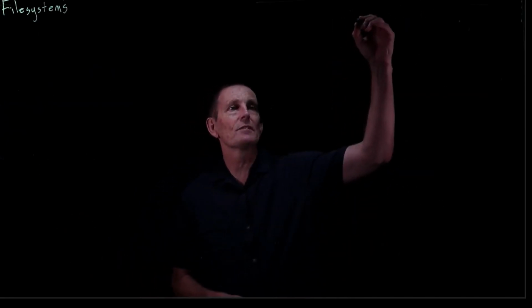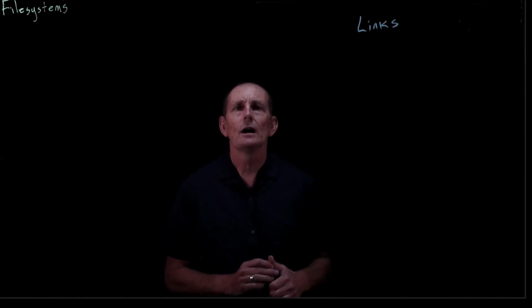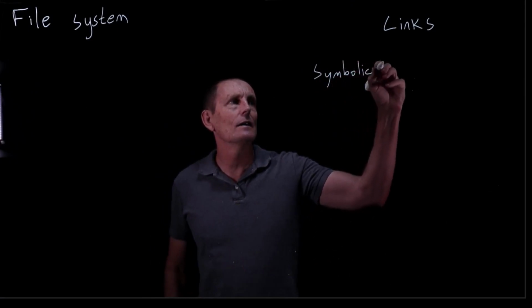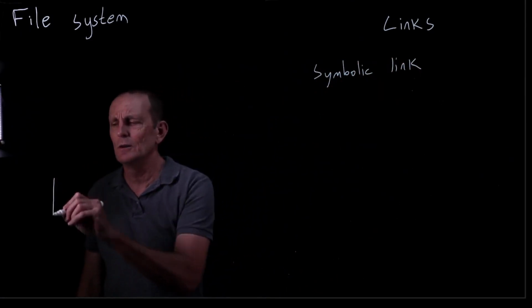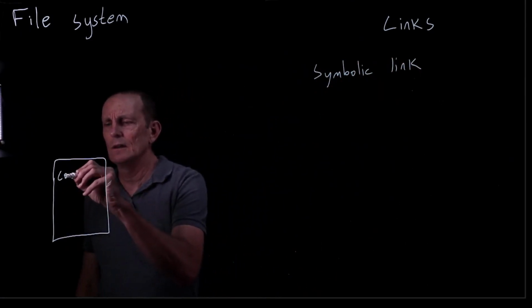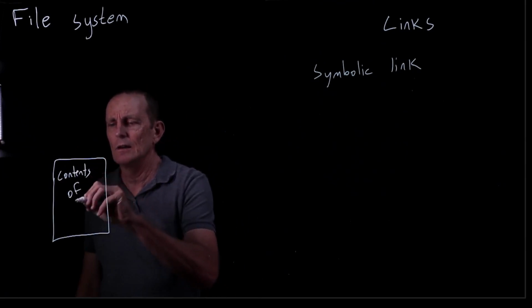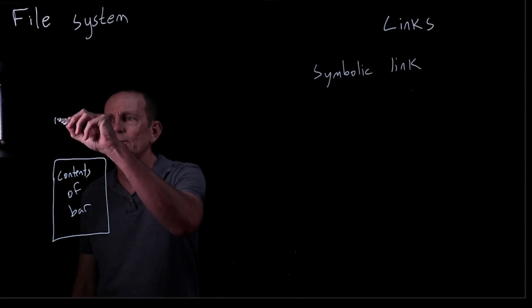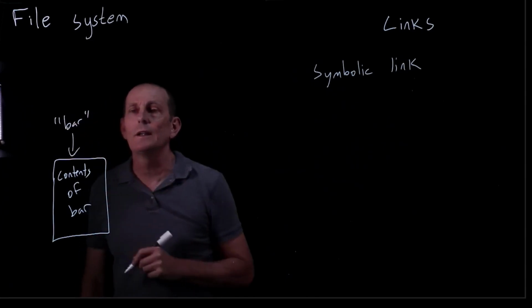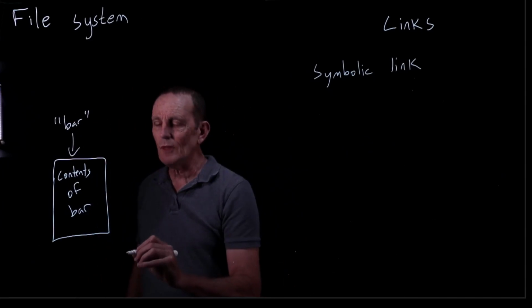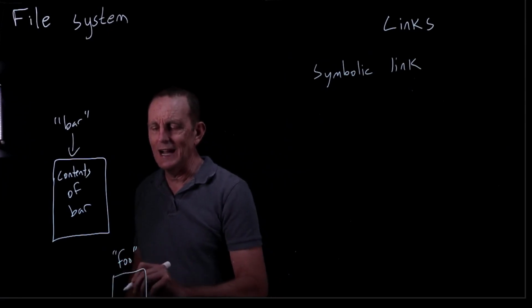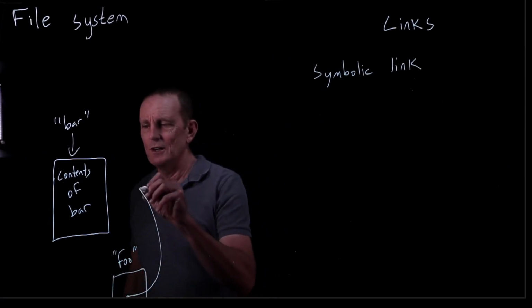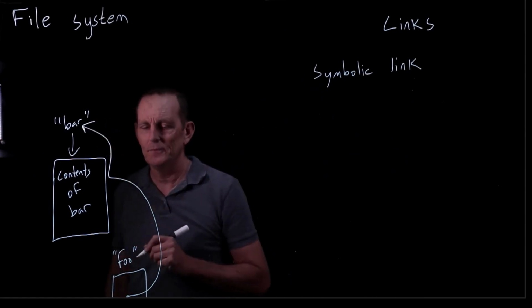Many file systems support the concept of links. So on links, there are 2 basic kinds. Symbolic link. And in a symbolic link, let's say we have over here the contents of bar. Okay, so this is the file bar, and there's the contents of bar. And then we could have a file foo, and the contents of the file foo are a pointer to bar.